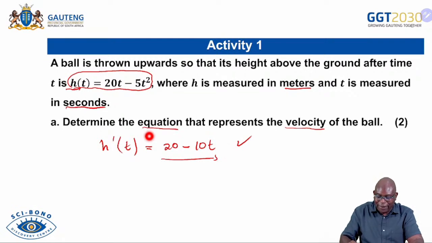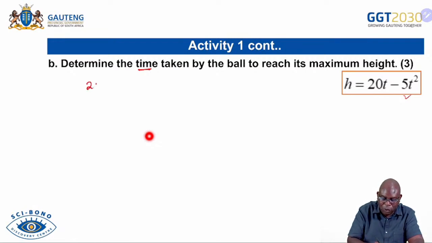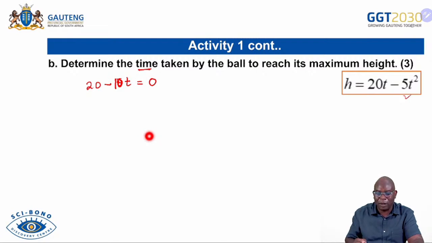Okay. Right. Now, number 2 says, determine the time taken by the ball. Now, we need the time taken by the ball to reach its maximum height. To reach its maximum height means we are now going to take the derivative that we got, which was 20 minus 10t, and set it equal to 0. We need the maximum height. When we differentiate, we get 20 minus 10t.